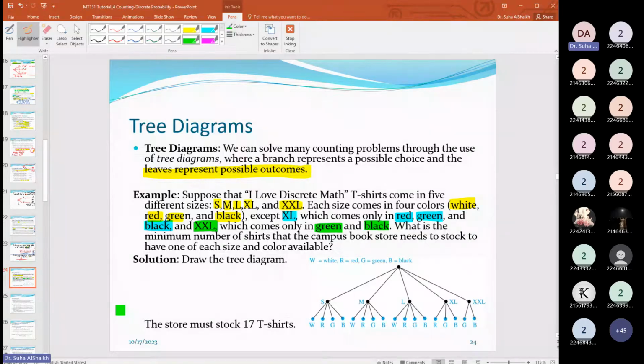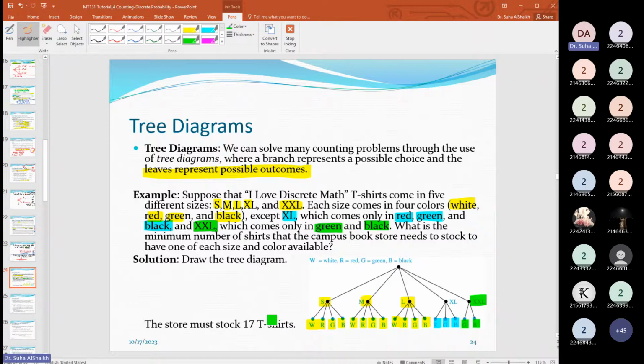By stock we mean to have one of each size and color available. I want to have one of each size and each color. So how many shirts do I need to have in my store here? As we said, small, medium, and large come in the different colors: white, red, green, black; white, red, green, black; white, red, green, and black. X large comes only in red, green, and black. Double X large comes in only green and black.